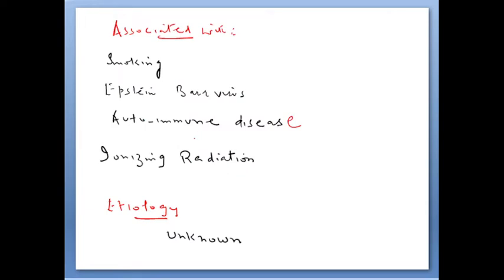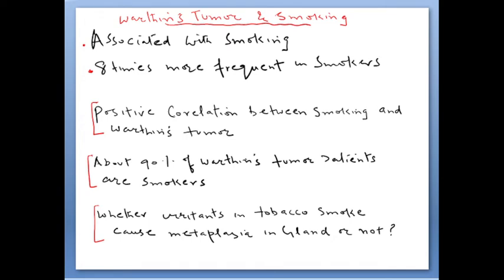The etiology of Warthin's tumor is largely unknown, but it is associated with smoking, Epstein-Barr virus, autoimmune disease, and radiation. Warthin's tumor has been found 8 times more frequently in smokers. Many studies indicate a positive correlation between smoking and Warthin's tumor. About 90% of Warthin's tumor patients are smokers, and it is believed that there is metaplasia in the gland due to various irritants in tobacco smoke.